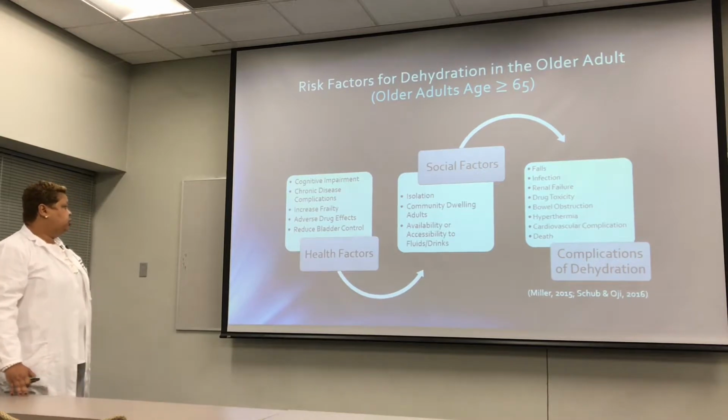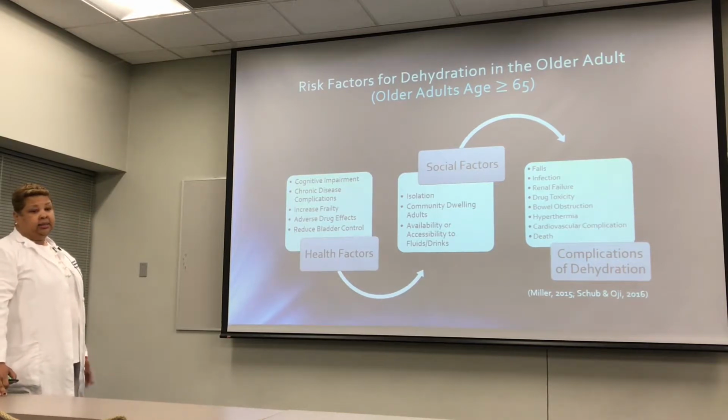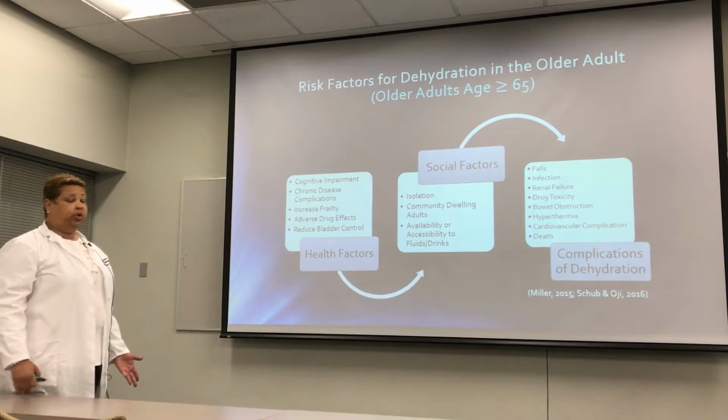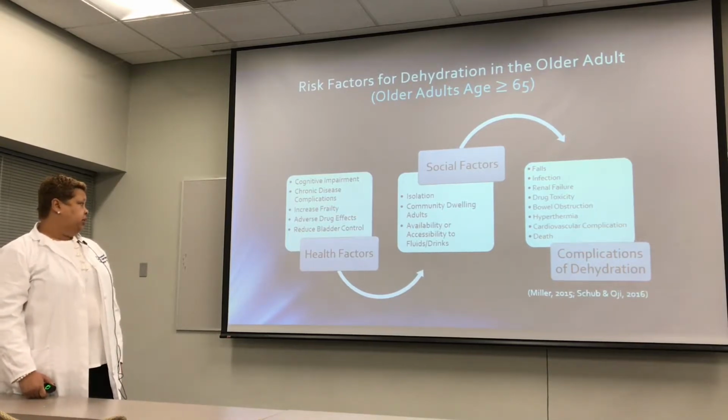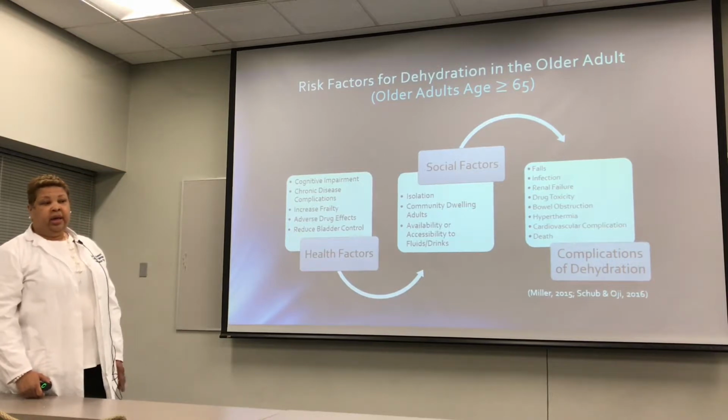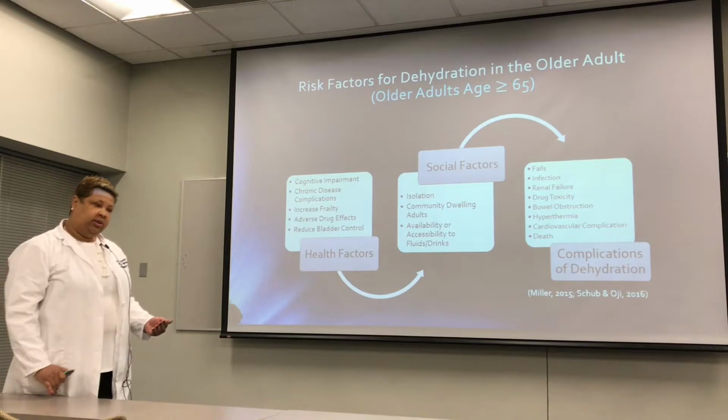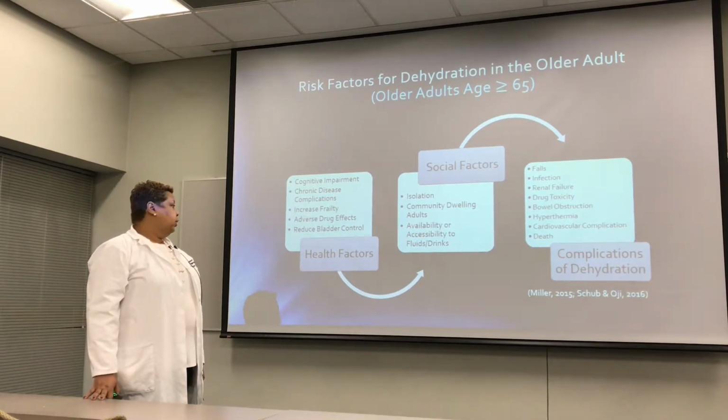You want to look at reduced bladder control, incontinence. How are we measuring intake and output? Are these patients being adequately hydrated? So let's look at some social factors. Isolation for the older adult, community dwelling adults, availability or accessibility to food or drink. If I'm frail and cannot get out of bed, I can't get up and get my drink. So that can lead to dehydration.